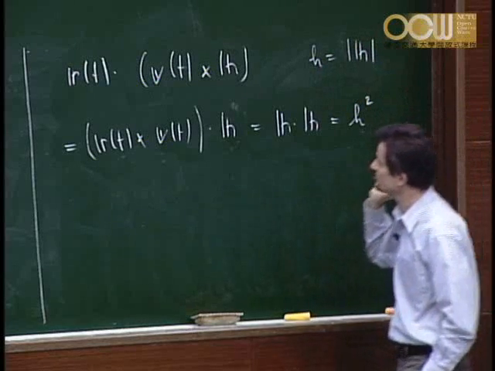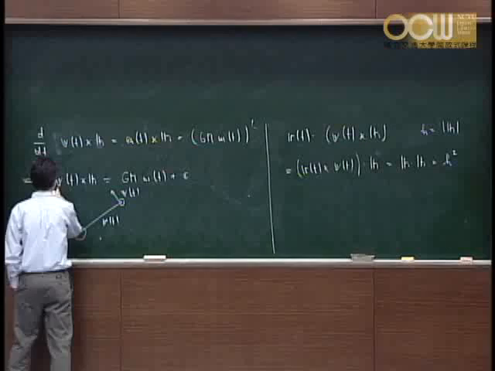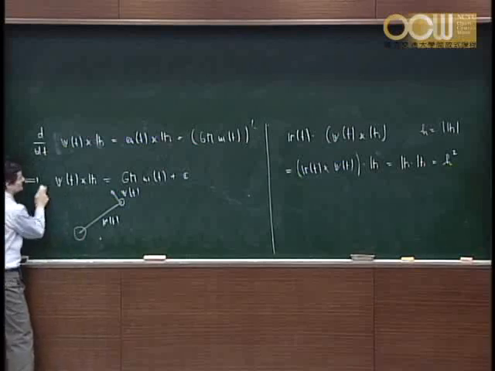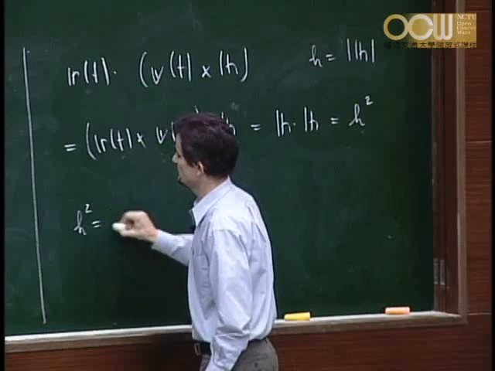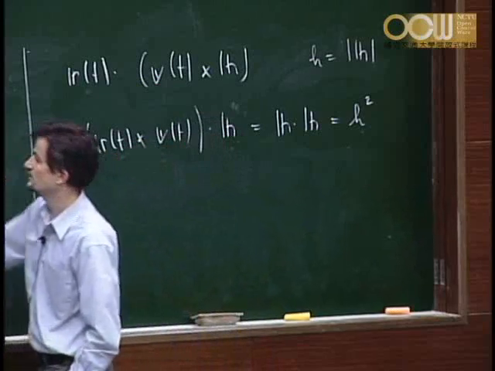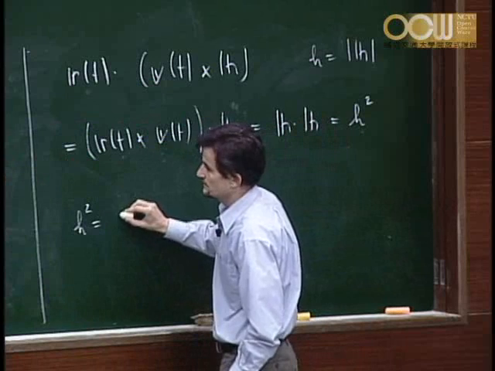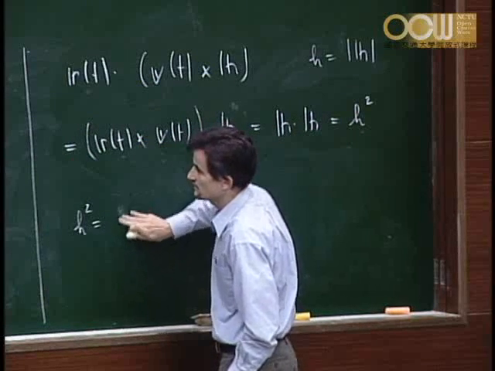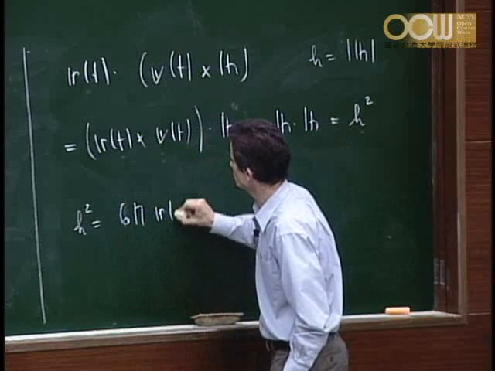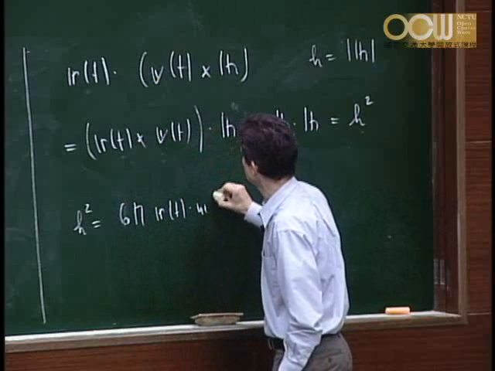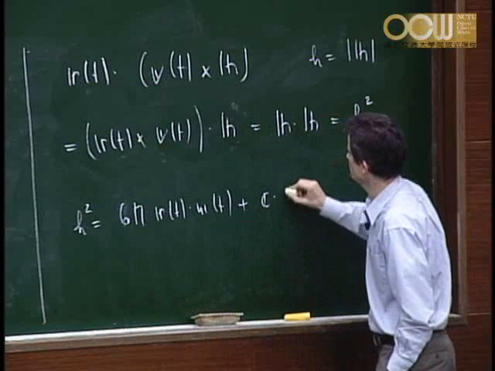Okay, so if I multiply everything with r of t, what I'm getting on the left-hand side is h squared. So what I have here is h squared equal to, on the right-hand side, g m times the dot product between r of t and u of t, plus the dot product between c and r of t.